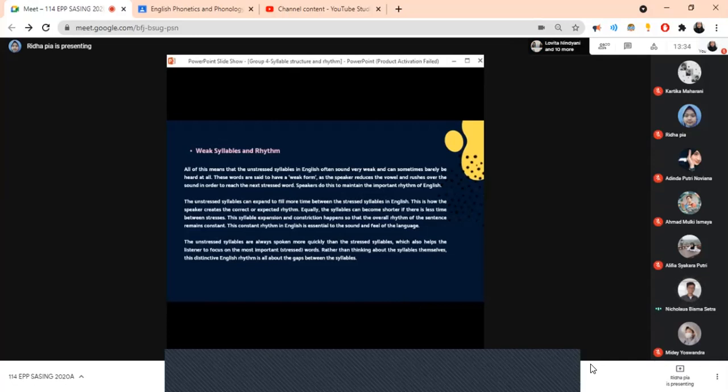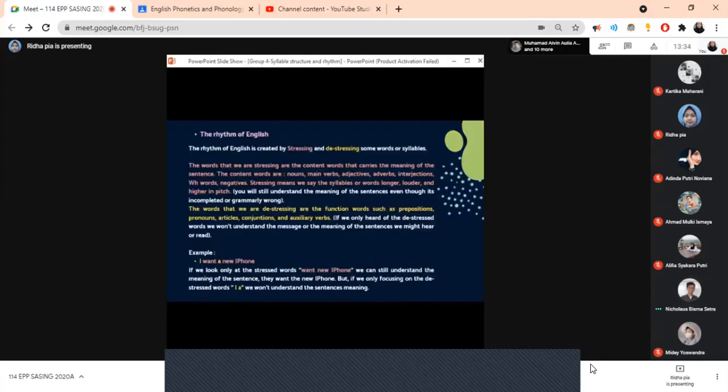Next slide. And here we have the rhythm of English. The rhythm of English is created by stressing and destressing some words or syllables. The words that we are stressing are the content words that carry the meaning of the sentence. The content words are nouns, main verbs, adjectives, adverbs, interjections, negatives, and stressing means we say the syllables or words longer, louder, and higher in pitch.